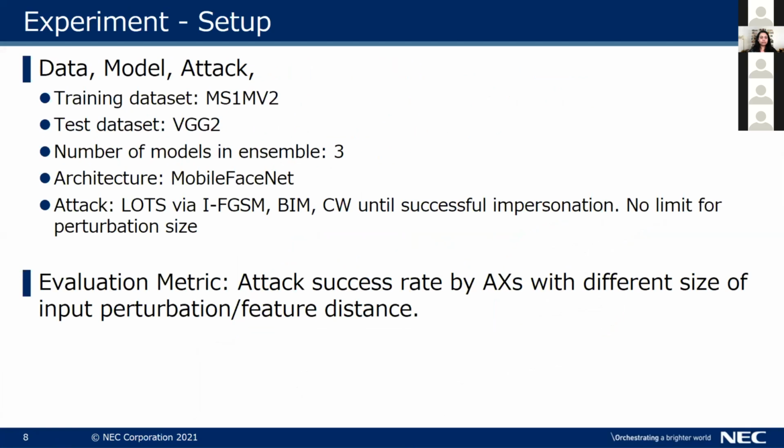So this is the experimental setting to compare our method with existing methods. We use the MS1MV2 dataset for training and the VGG2 dataset for test. The number of models in the ensemble is 3. We adopt MobileFaceNet for the network architecture. As attack strategy, we utilize the ROTS method via 3 attacks: iterative FGSM, basic iterative method, and Carlini-Wagner method. We applied these attacks until the impersonation attack is successful. And to evaluate the robustness of the feature extractor, we measured the attack success rate by AX with different sizes of input perturbation or feature distance.